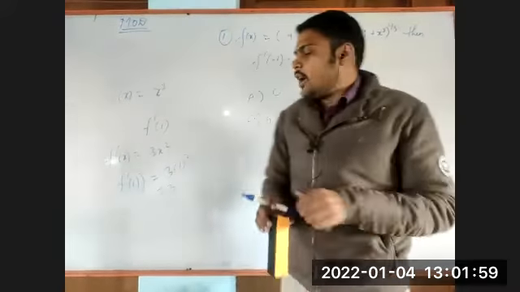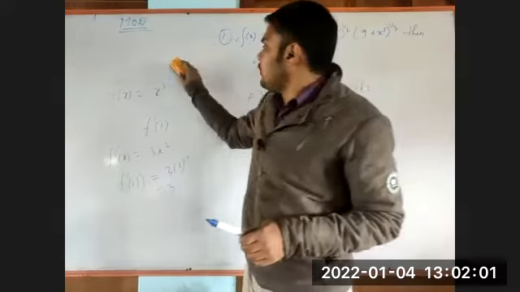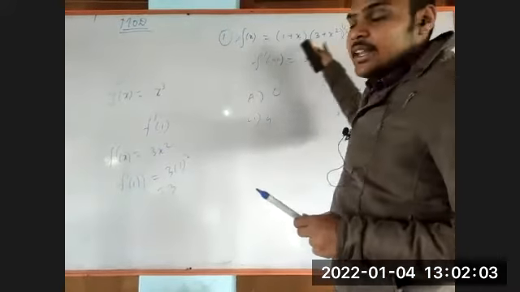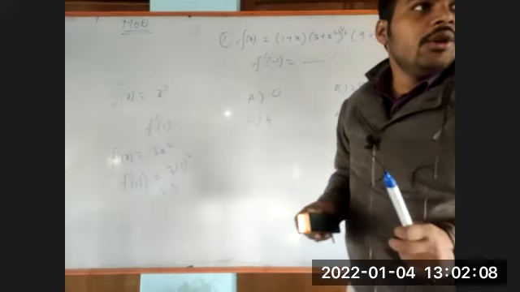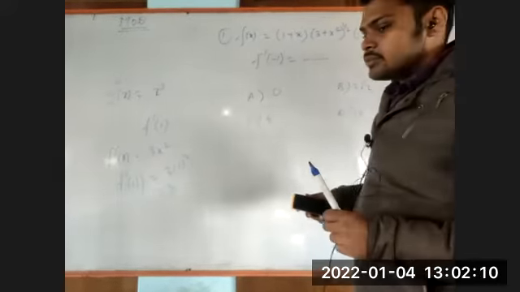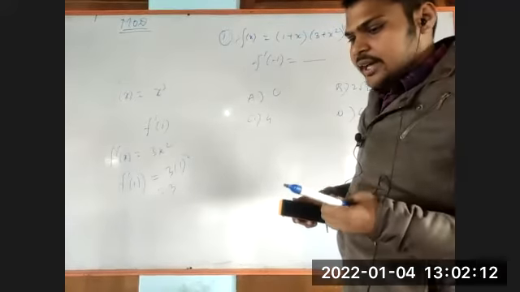So the thing is that we have to differentiate first, then apply x = -1 over here, so that our result will be correct.